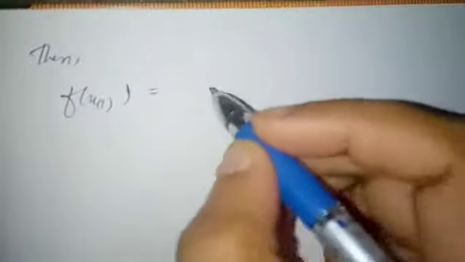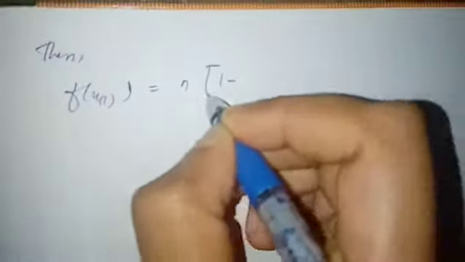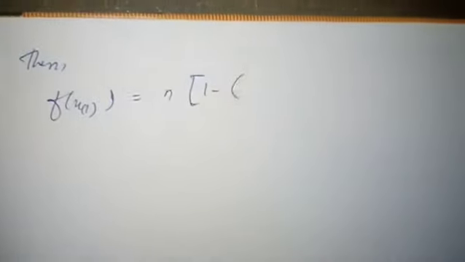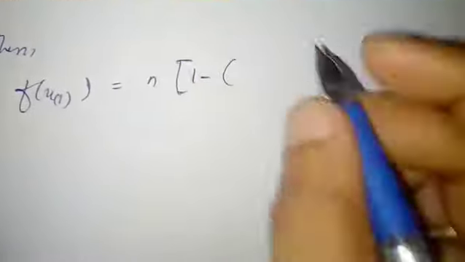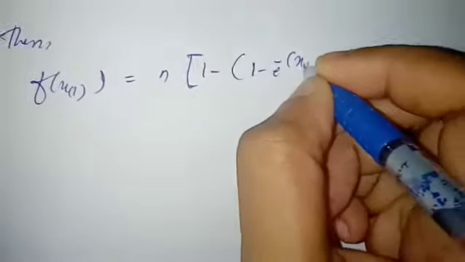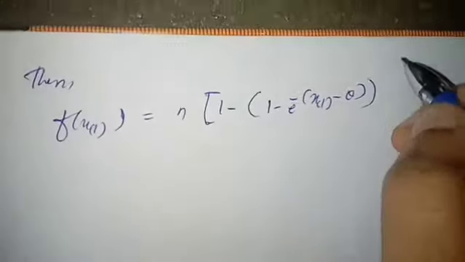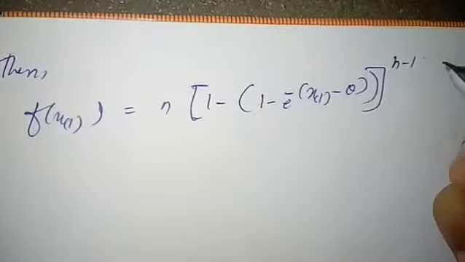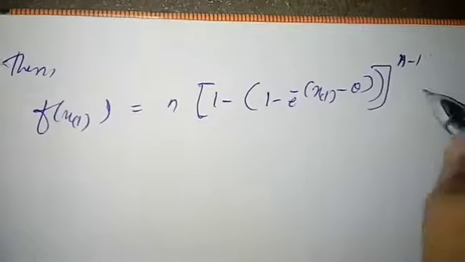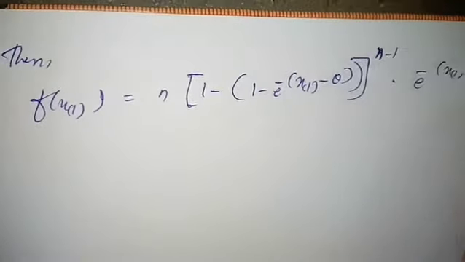Then the density of the first order statistic is f of x1 equal to n into 1 minus F of x, that is, the distribution is 1 minus e power minus x1 minus theta, whole power n minus 1, into e power minus x1 minus theta.